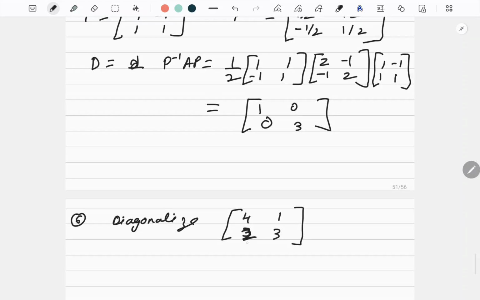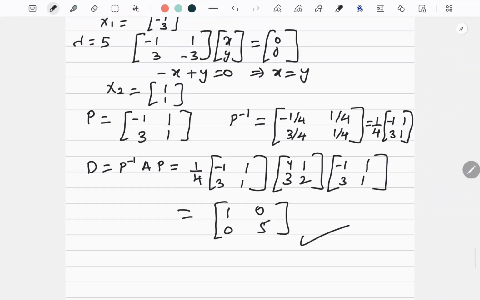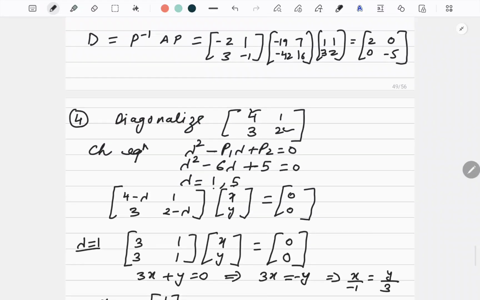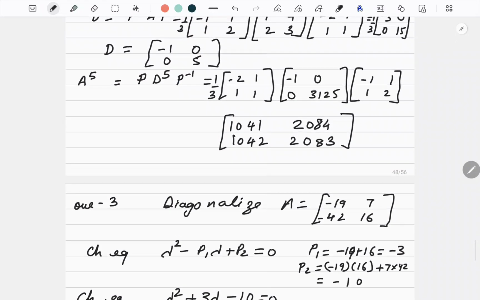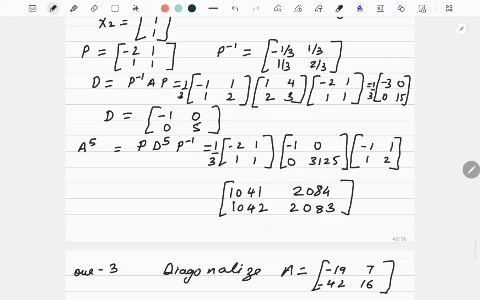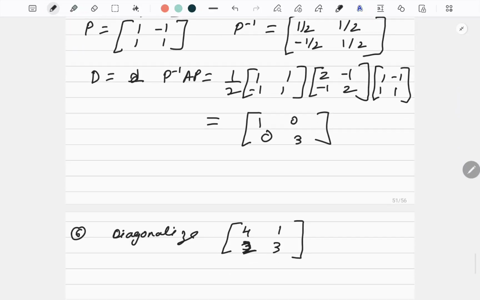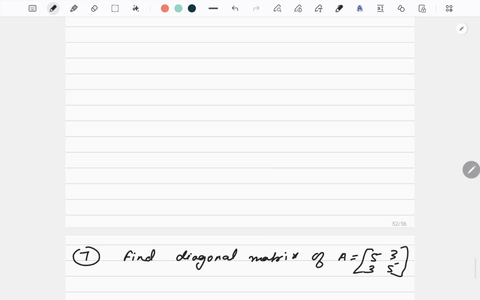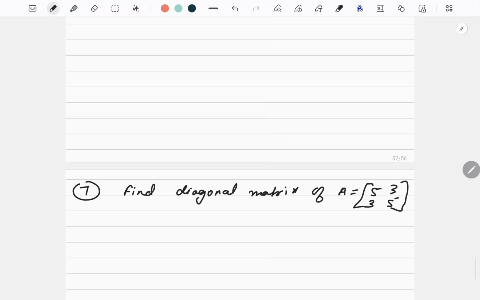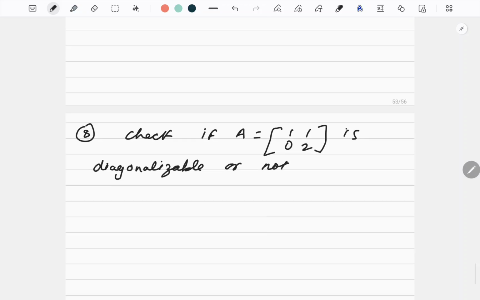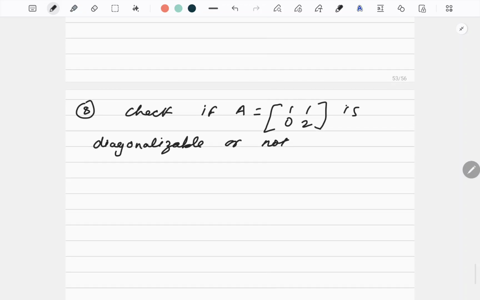So the same way you can do this one. I think this we have just done, 4 2 3 1. Only the numbers are here and there, the remaining is the same. So I'm not going to do this because it is exactly the same. All of you can try this question now, right? Same way this question also you can try. Now here you have to check whether it is diagonalizable or not.